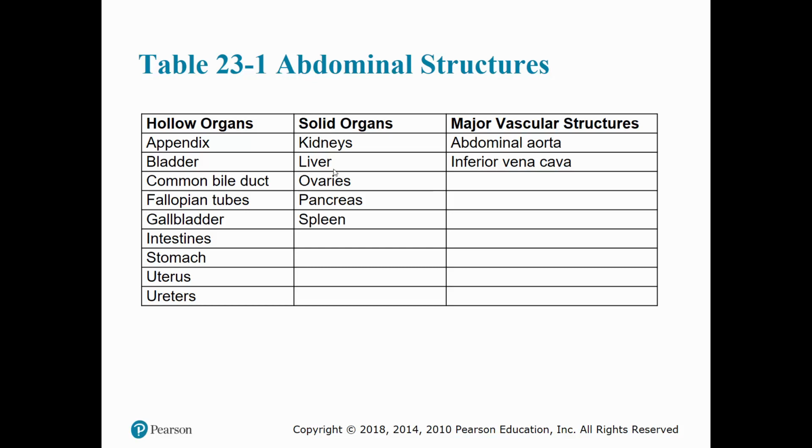As we talked about earlier, these solid organs are rich with a blood supply. So if something happens to them, you have the capacity to bleed out into the abdominal cavity and cause peritonitis. And your major vascular structures, the abdominal aorta and the inferior vena cava, if you have an injury to those major blood vessels, you end up with a patient that could potentially die from massive hemorrhage and blood loss into the abdominal cavity.